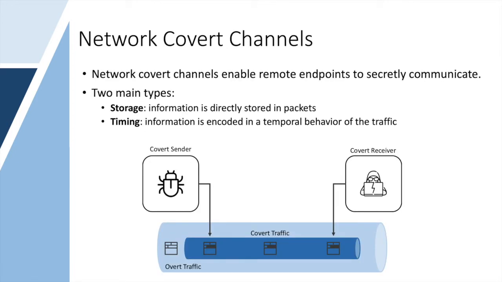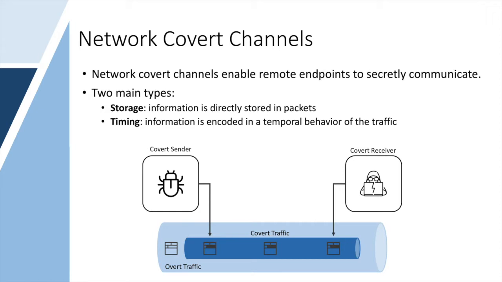This work is focused on the usage of network covert channels, which are hidden paths that exploit traffic features to enable remote endpoints to secretly communicate. There are two main types of network covert channels: storage, where the information is directly stored in packets, for example, into the unused header bits of some protocol, or timing, where the information is encoded in the temporal behavior of the traffic, for example, in the interpacket time.